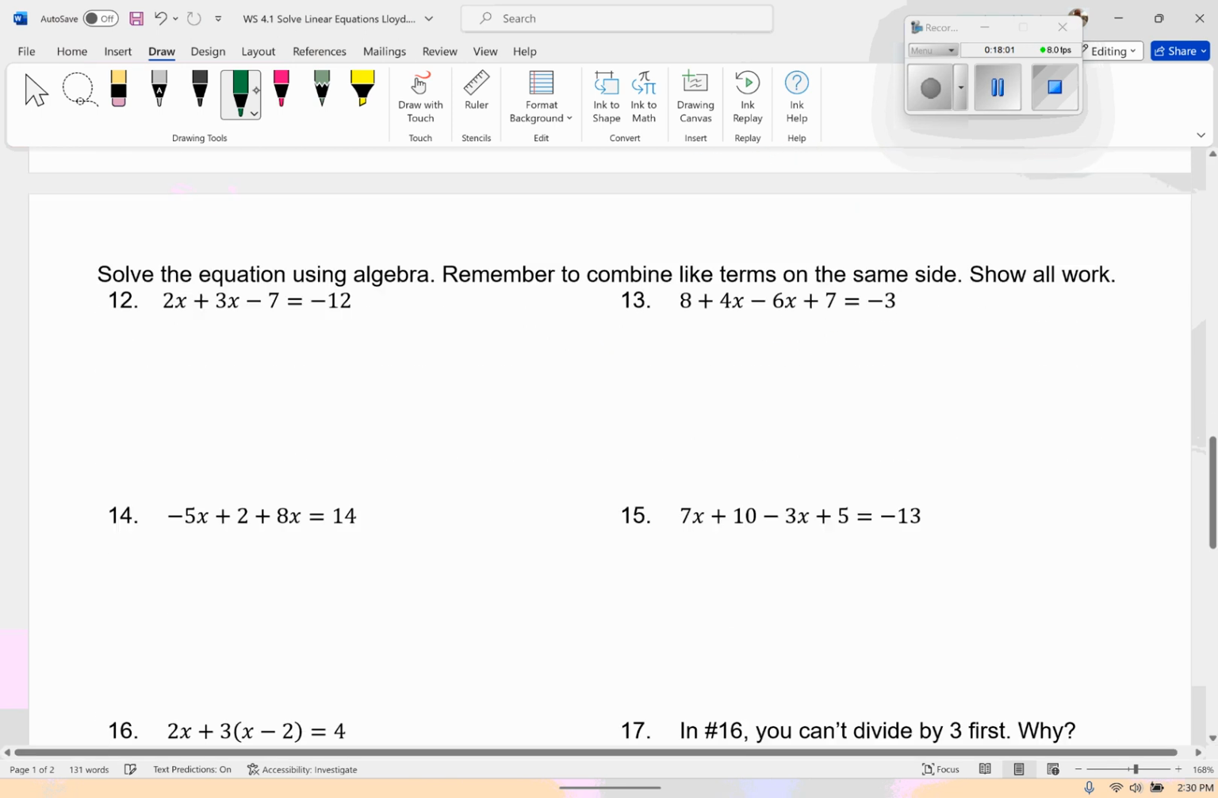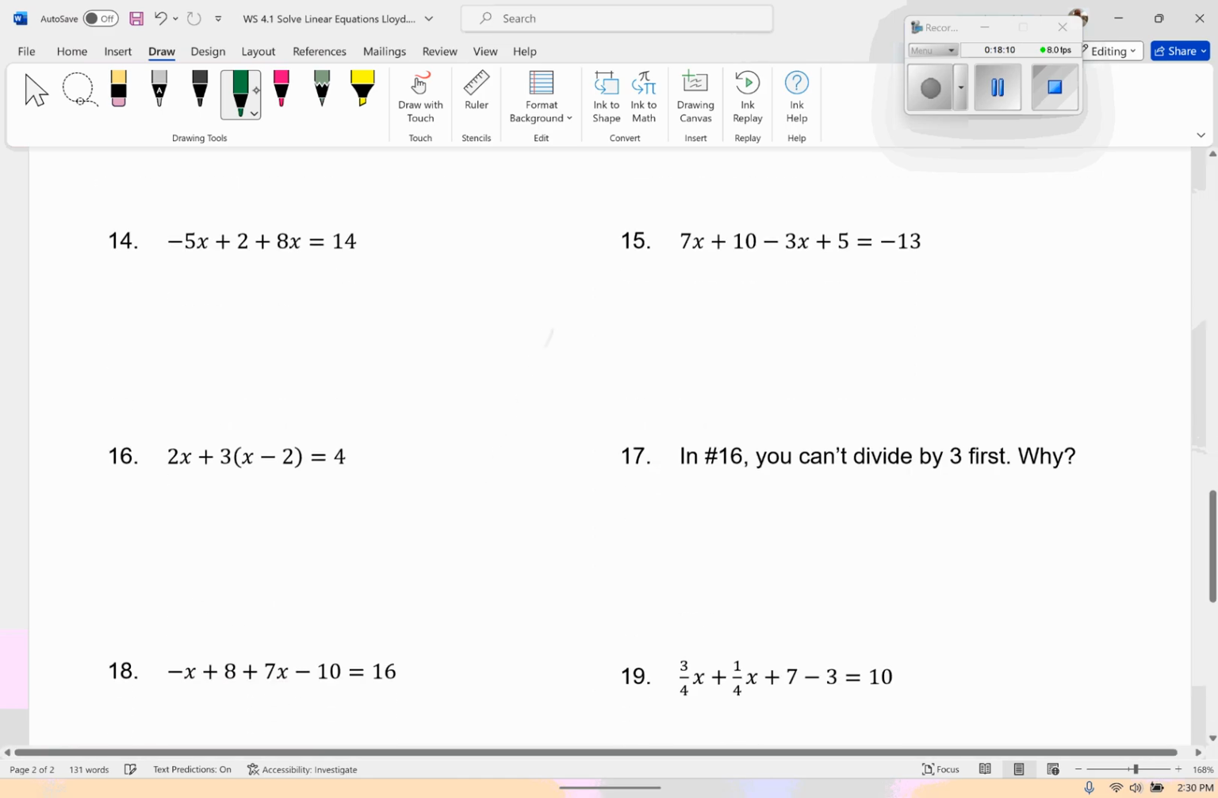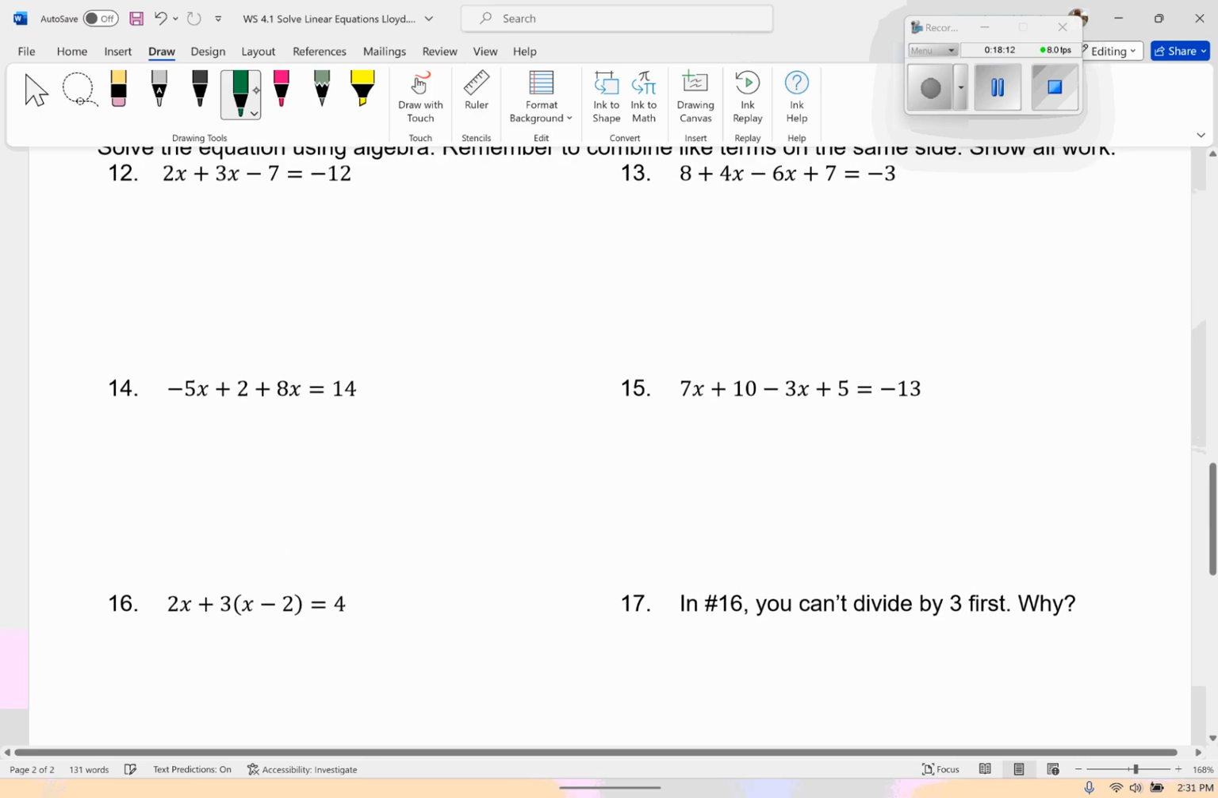All right. So let's get to the backside of your paper. You with me? So what looks different about the backside?